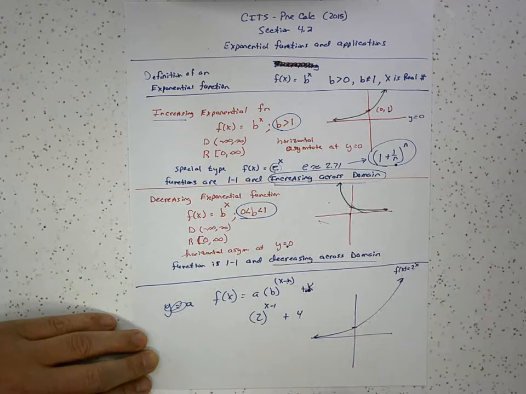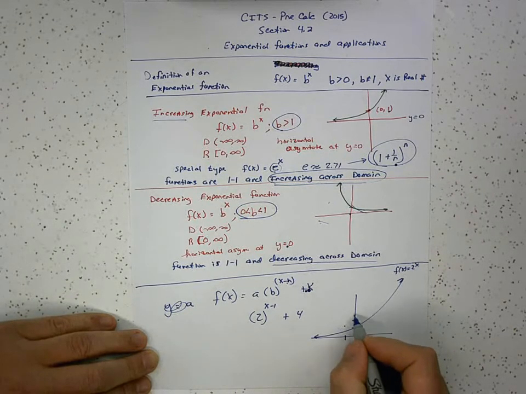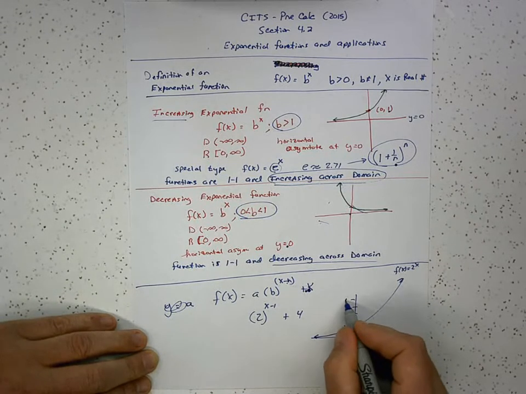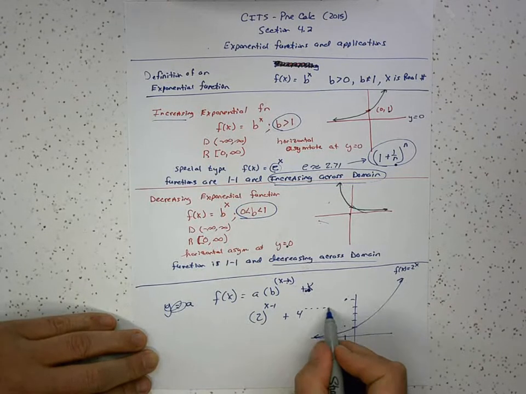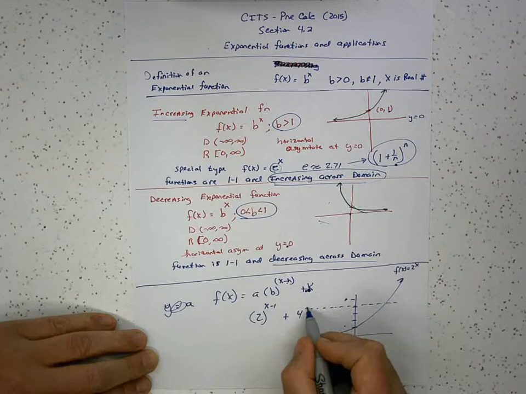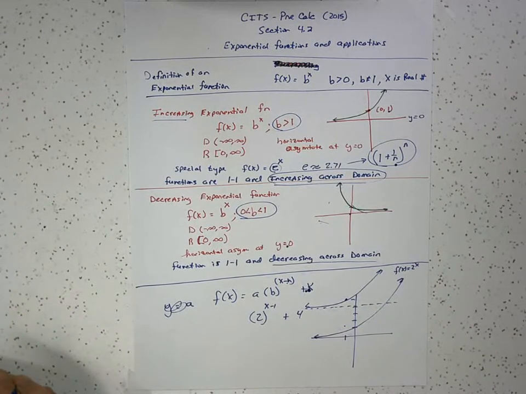All I would do now is slide it left 1. So this point comes over left 1, it's right there, and up 4. So now this point's up 4. The horizontal asymptote then would also go up 4, and the graph would look like this. Okay? So it's just sliding the graph around, just like we've done so far in this chapter, or in the previous chapters in this book.